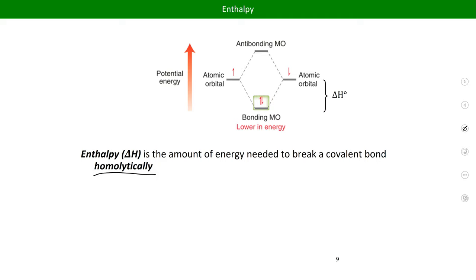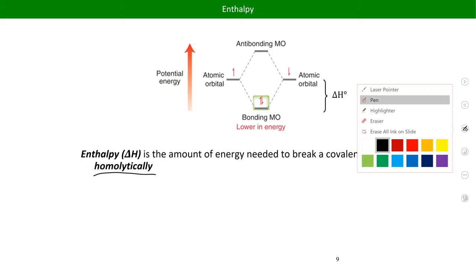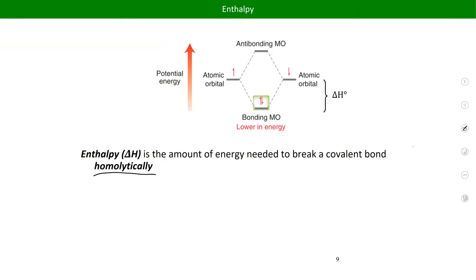Turns out that's not generally how bonds break in organic chemistry, because usually one atom or one side of the bond has higher electronegativity than the other does. And so what usually happens is once you form these bonds, when you break them, they break heterolytically, meaning that your pair of electrons stay together and you rip off one of the nuclei, basically.